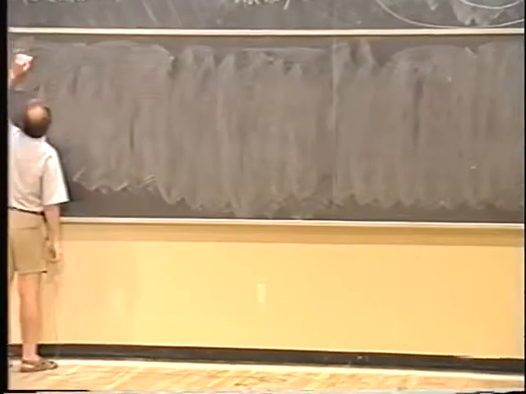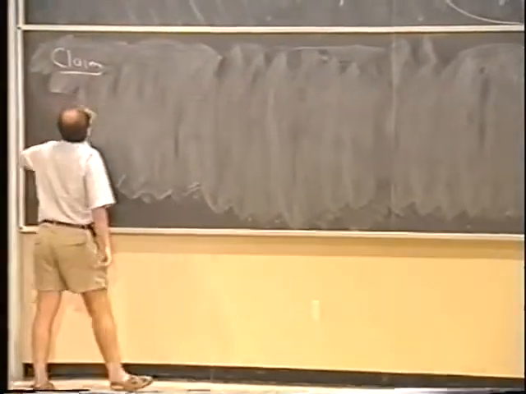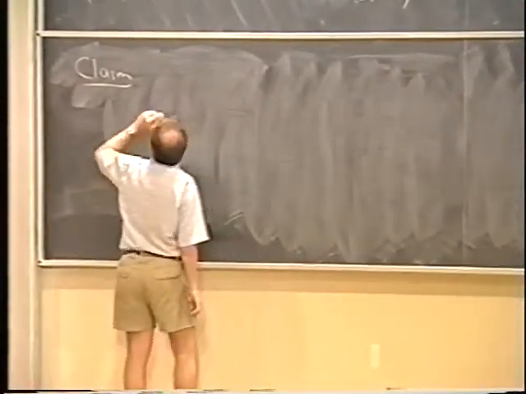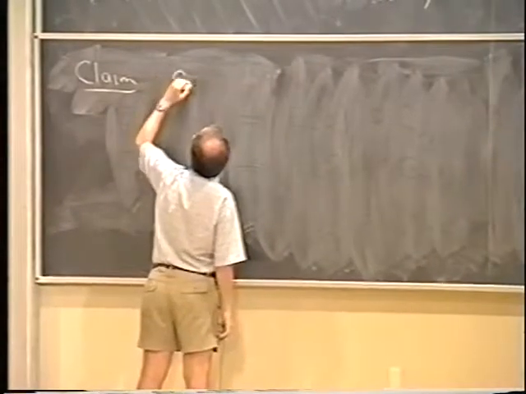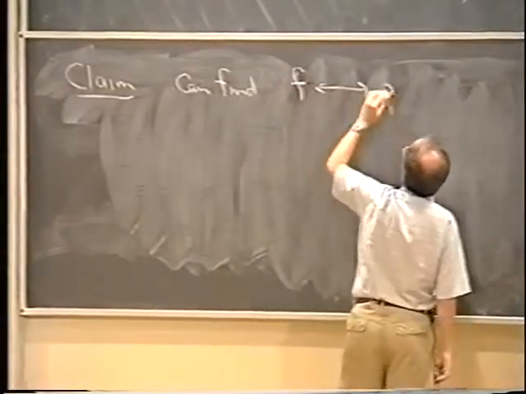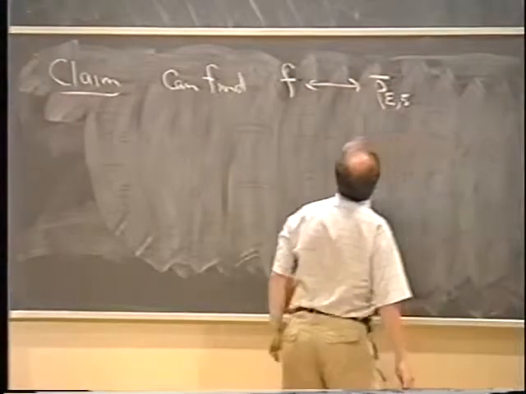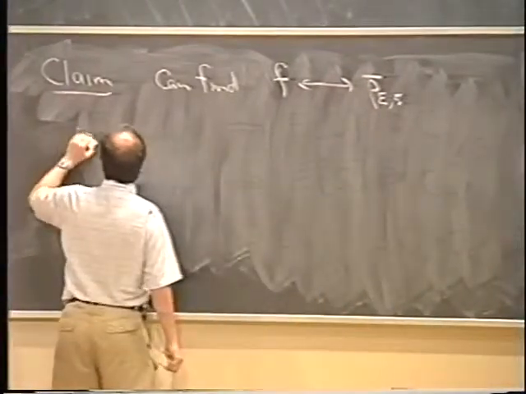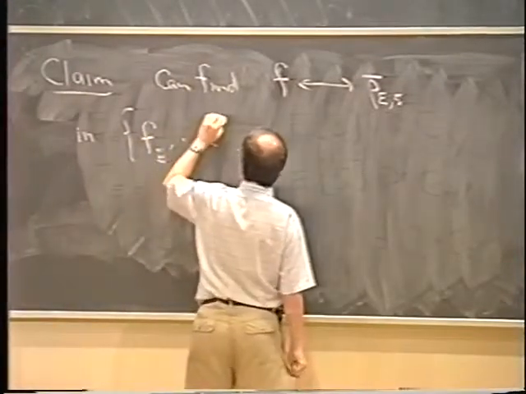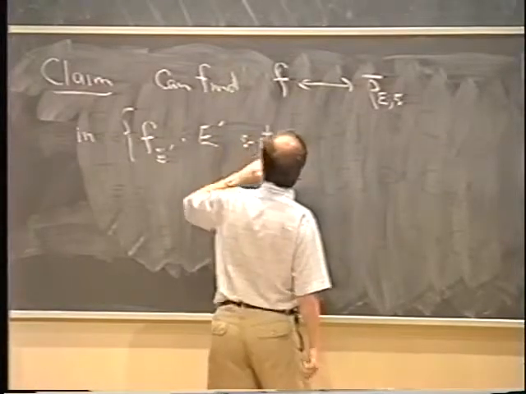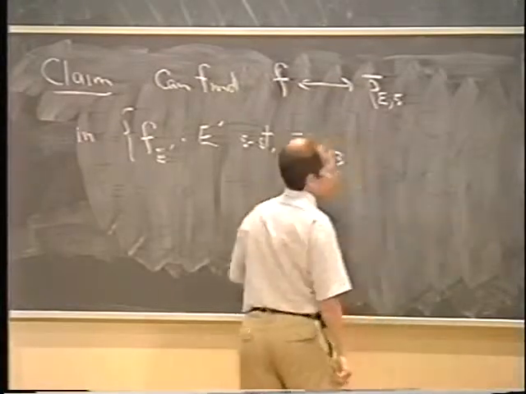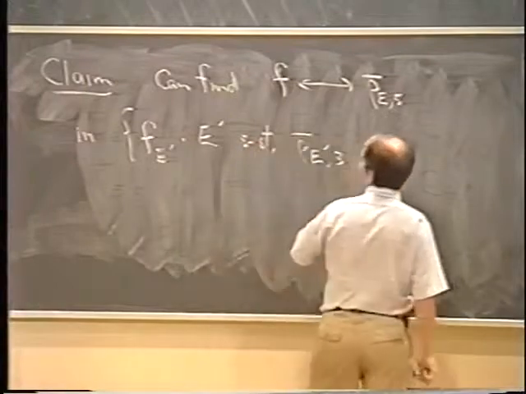Okay, so let me just write down what I just said. So the claim is that given our elliptic curve E, in the situation of Theorem 4, we can find a modular form f corresponding to rho-bar, our given representation mod 5, in the set of all f_{E'}, where E' is semi-stable and rho-bar_{E',3}, the mod 3 representation on E', is irreducible.